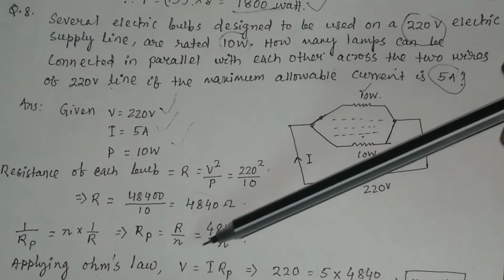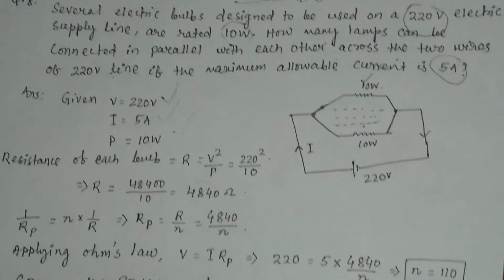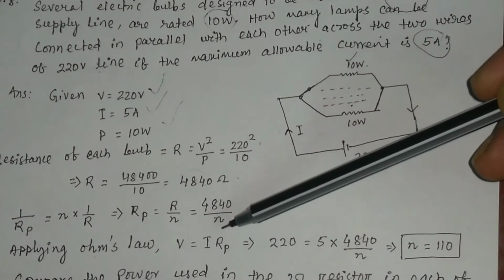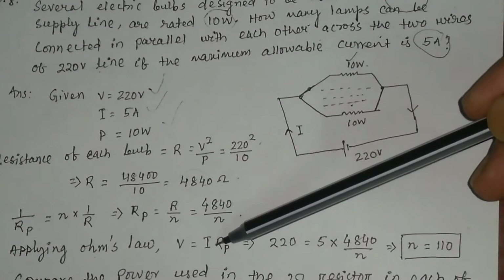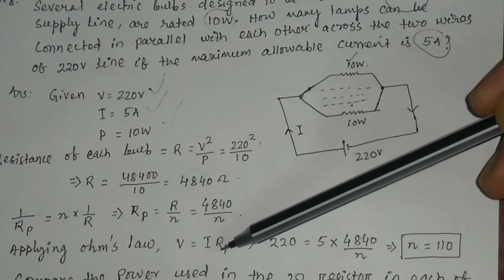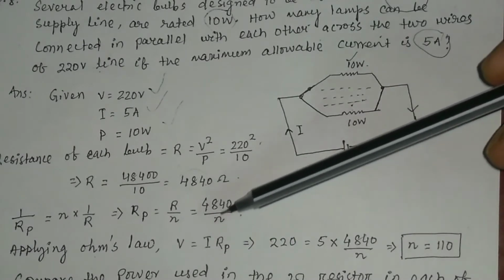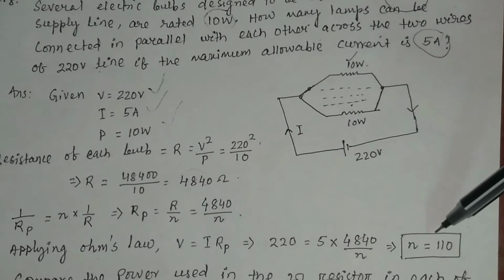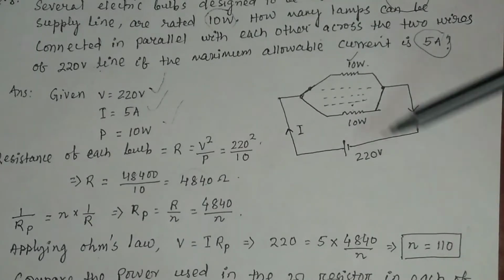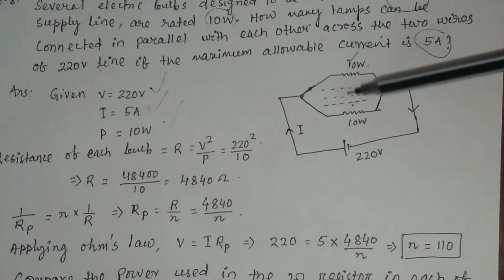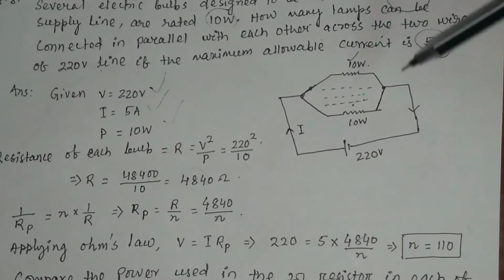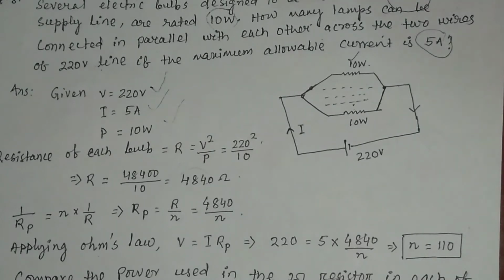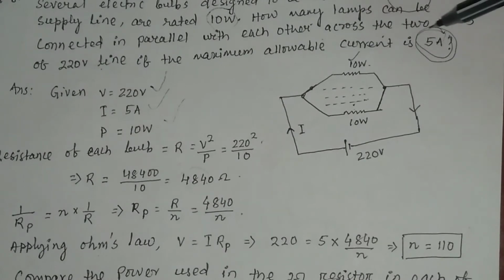Now we apply Ohm's law. From Ohm's law, we have V equal to I into Rp. Rp means the total resistance, the effective value of the resistance, in the parallel connection. So if you substitute these values, then you can calculate N. So N will be equal to 110. So 110 bulbs can be connected in parallel so that you will get a maximum current equal to 5 ampere.